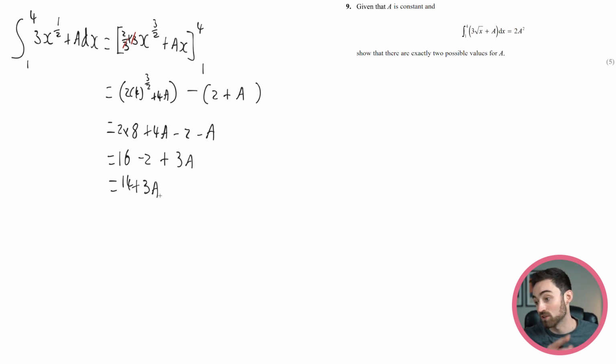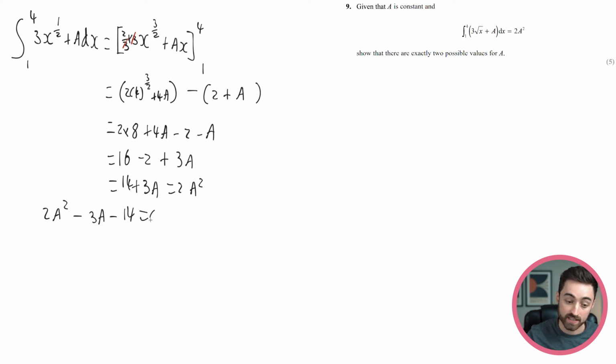And now I am told that that thing is equal to 2a squared. So it looks like I have a quadratic equation here, doesn't it? I'm going to have 2a squared minus 3a minus 14 is equal to 0. And I just solve it. So you do what you want. You could try and be clever.